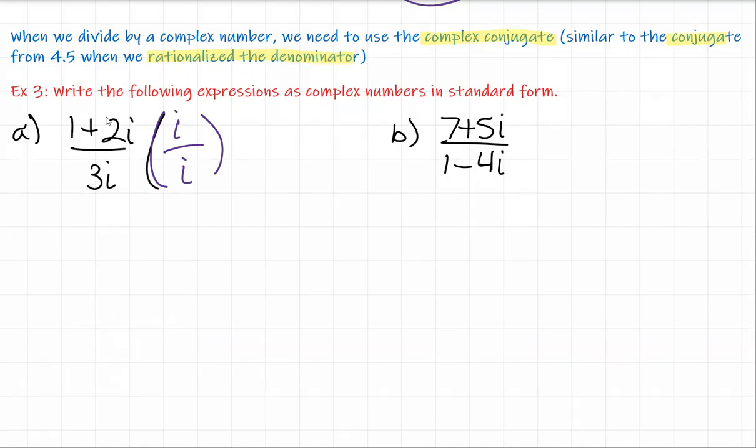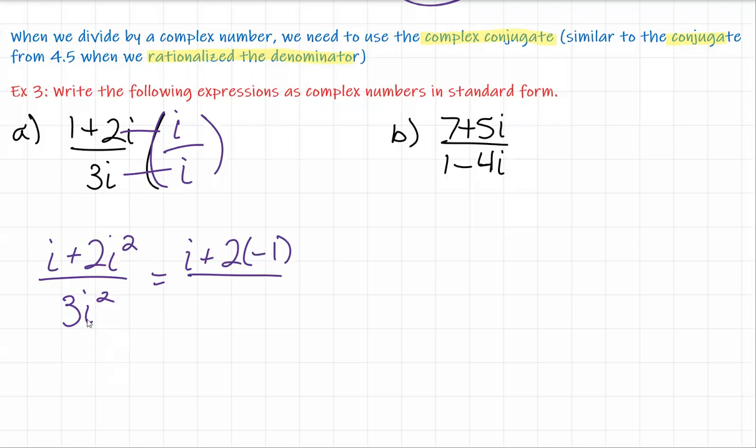In the numerator, I'm distributing the i. So i plus 2i squared over 3i times i. Remember, we're just multiplying across. 3i squared. Okay, so let's simplify. I get i plus 2 times i squared. That's going to be 2 times negative 1, right? Over, same idea, 3 times i squared, that's 3 times negative 1. So i plus 2 times negative 1, that's going to be i minus 2 over negative 3.